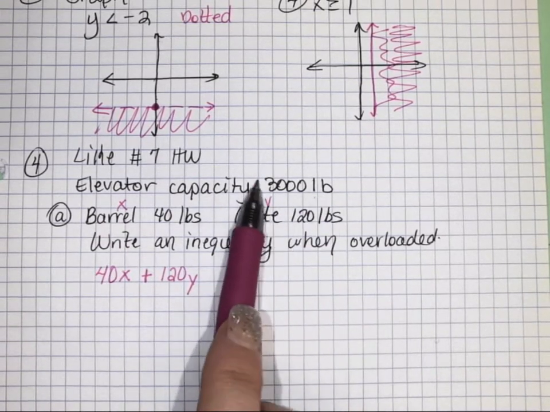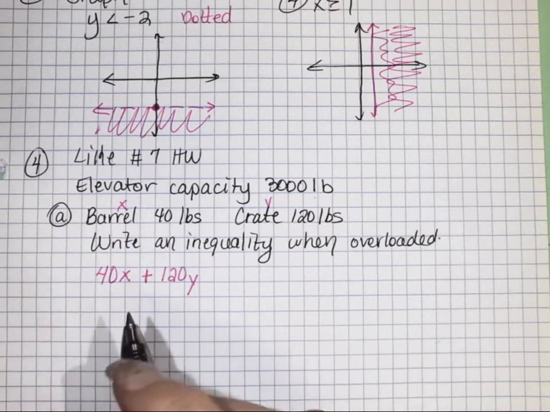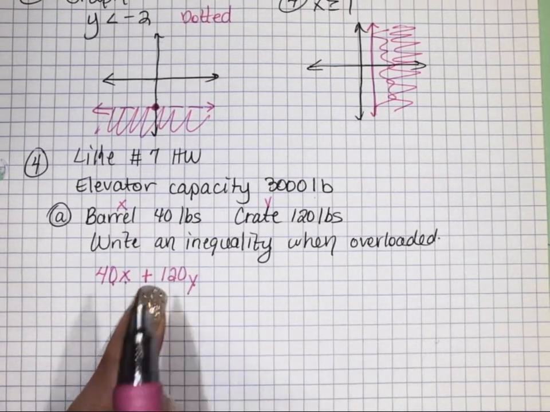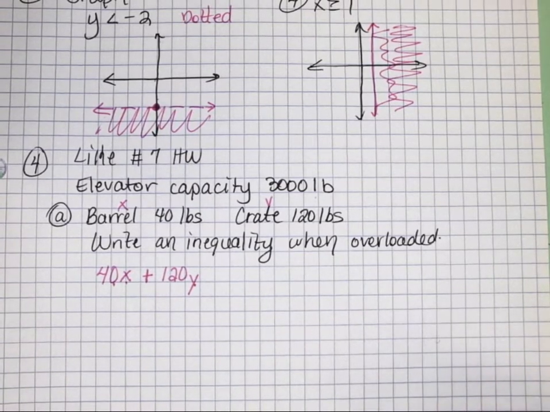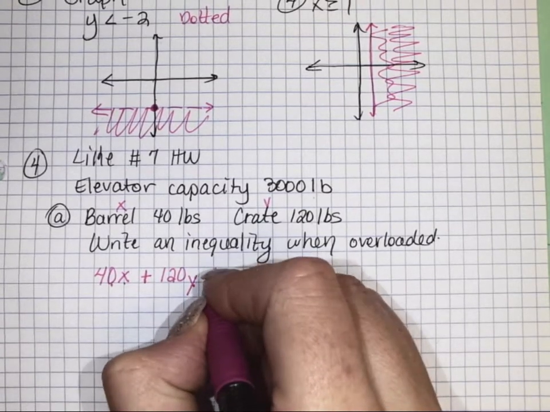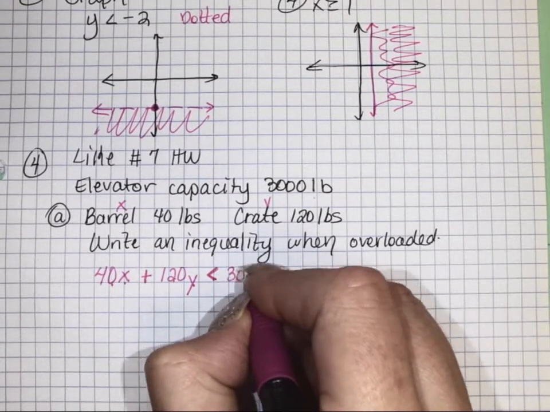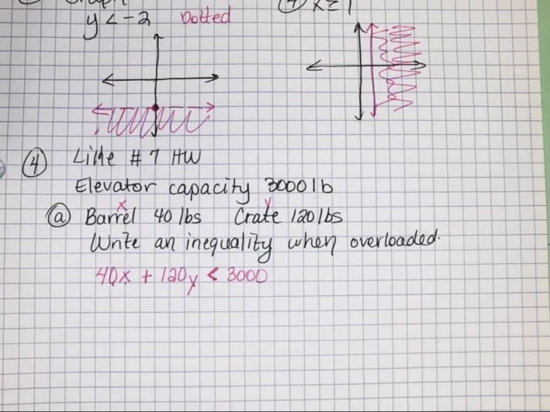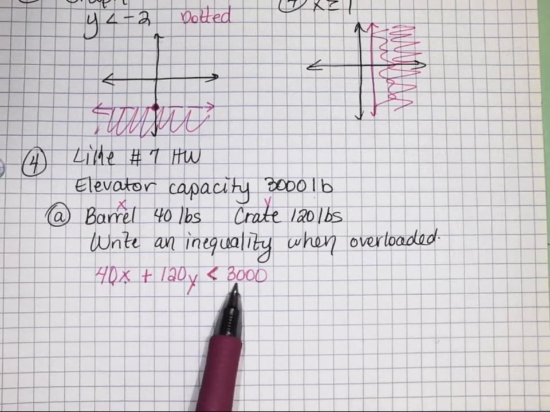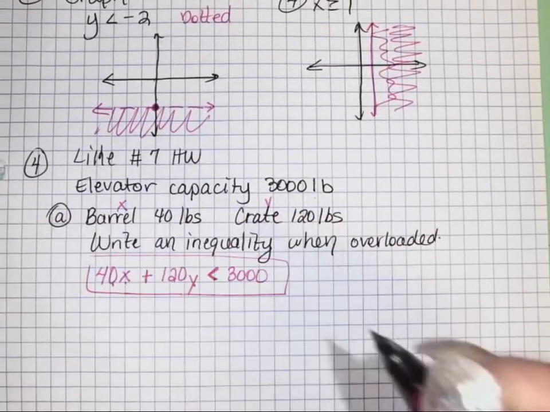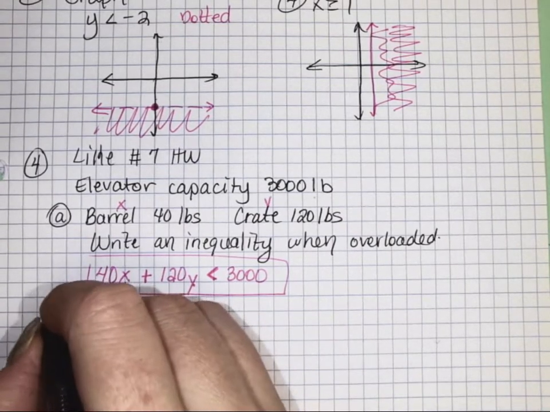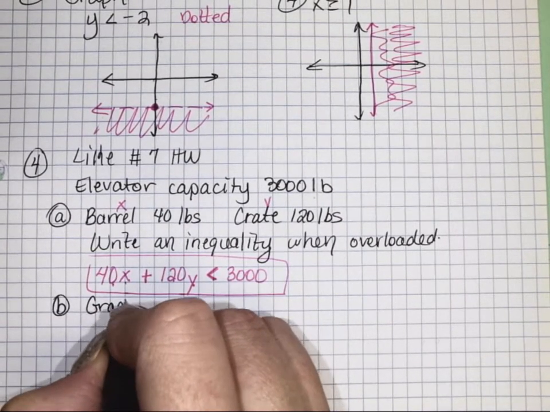Elevator capacity can only carry 3,000 pounds. So if I've got X amount of barrels weighing 40 pounds, Y amount of crates weighing 120 pounds, I cannot reach 3,000 pounds. I have to make sure that my capacity and my weight is always less than 3,000. So I would say the weight of the barrels plus weight of the crates is less than 3,000. So there's part A. Then it goes on in part B to tell you to graph it. So part B, graph the inequality.